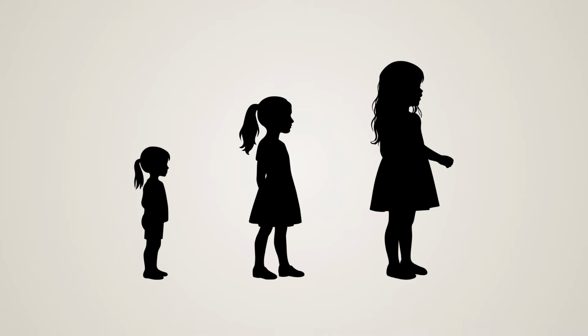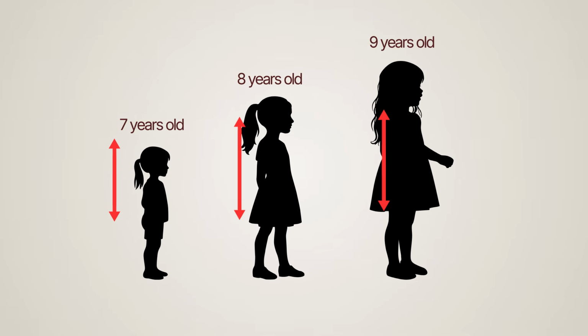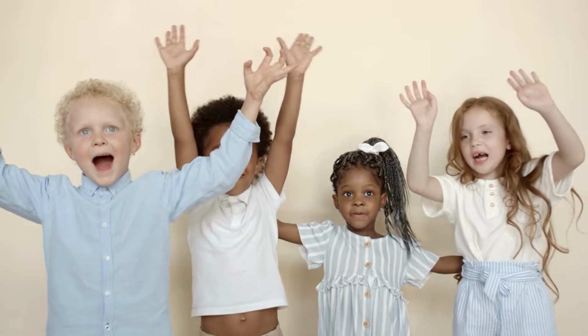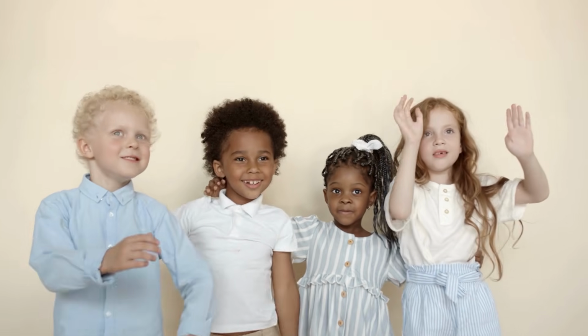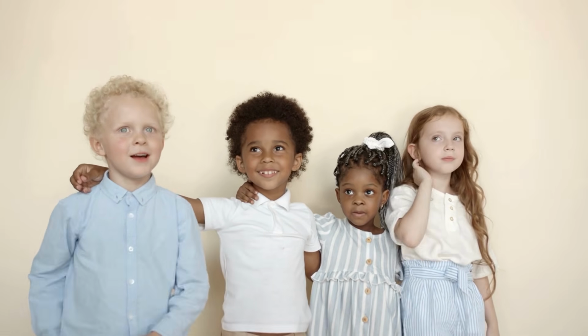Let's look at a simple example. If you're making children's wear, you usually grade garments by age, like 7 years old, 8 years old, 9 years old, and so on. In this case, you increase not only the chest circumference, but also the garment length, because children are growing both wider and taller. However, even then, there is no exact rule for how many centimeters a child grows each year. Every child grows at a different rate.